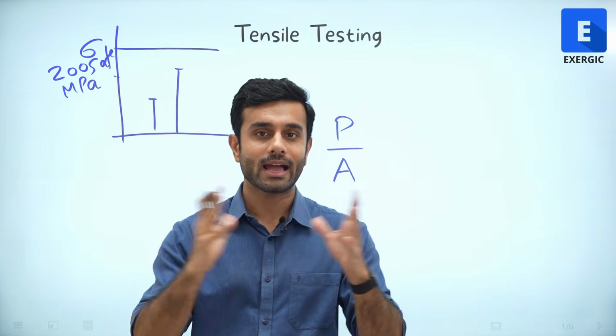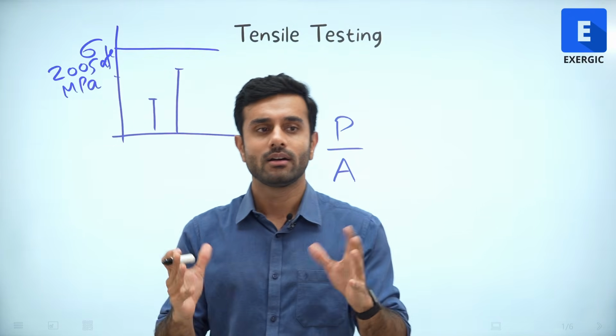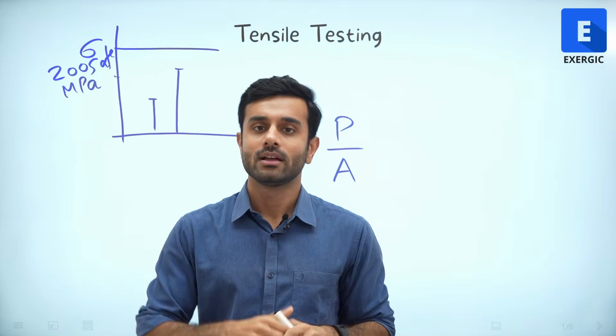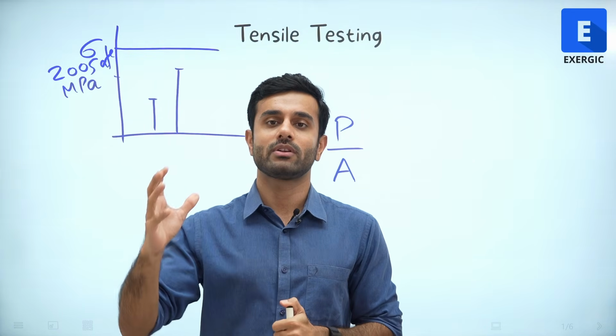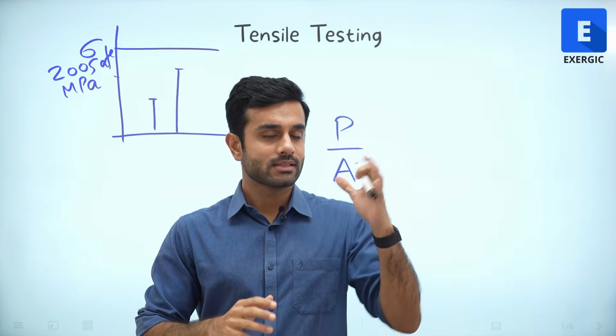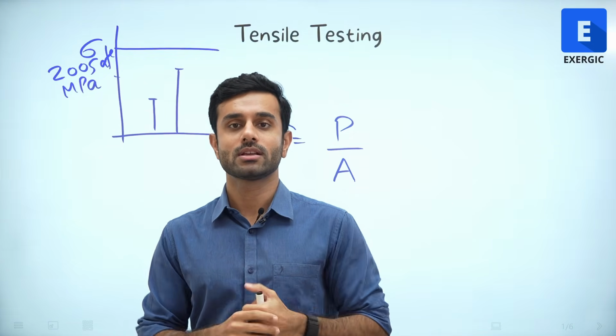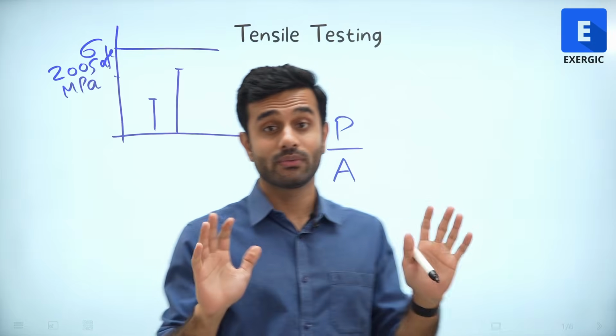Aluminium will crack, will fracture, will break at a different value of stress. Cast iron will break at a different value of stress. Copper will break at a different value of stress. Steel will break at a different value of stress. So all of them will have different values, right?